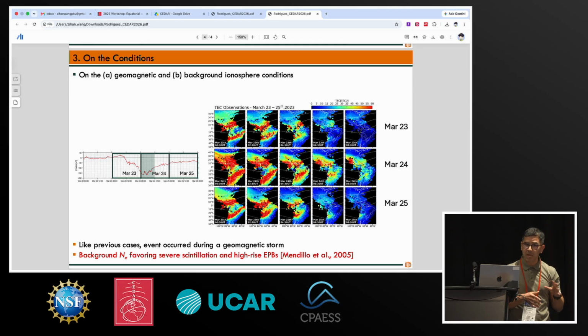I don't have time to go into the details, but there are also interplanetary conditions favoring the development of more plasma bubbles during the post-midnight sector, and that's why you see scintillation lasting until daytime. I'm going to stop here, and then I'm going to take your questions, okay?